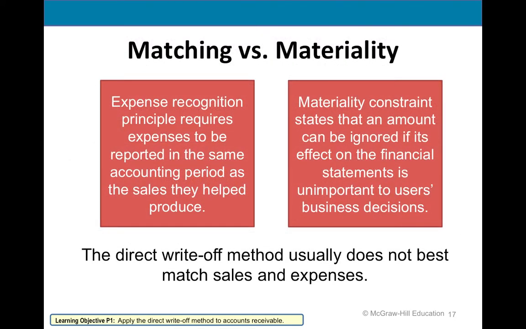Now, the write-off method is probably not well used because it doesn't really match sales and expenses. It violates the expense recognition principle. You should report bad debt expense in the same accounting period as the sales they produced. That's why the write-off method is good for smaller companies that only have a certain amount of credit customers. Big companies, the Walmarts, the Costcos, are not going to use the write-off method.